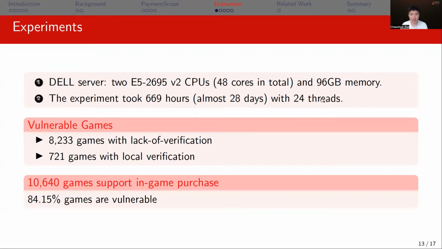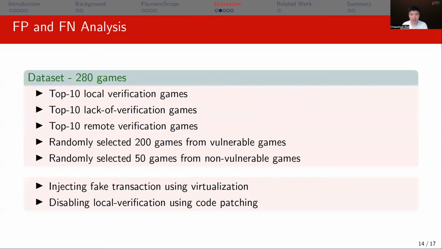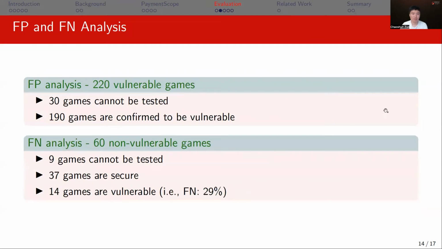To verify the experimental results, we have conducted FP and FN analysis manually. We applied the following rules to collect the sample games. In total, we collected 280 games. To confirm the vulnerability, we first use a virtualization tool to inject fake transactions into the game. Then we use code patching to disable the local verification API. In the analysis, we didn't find any FP, and the FN is 29%, which means there are more vulnerable games. Please refer to the paper for details.